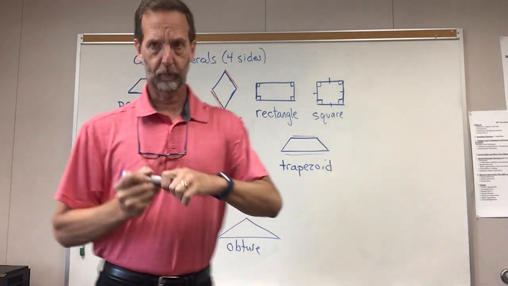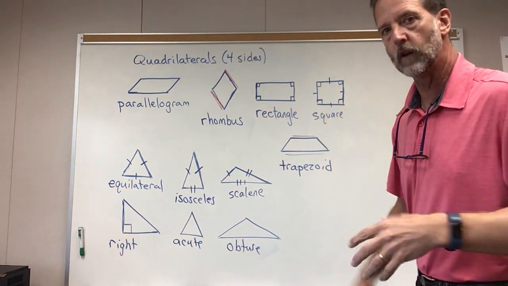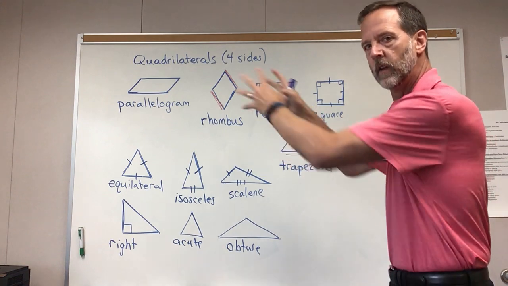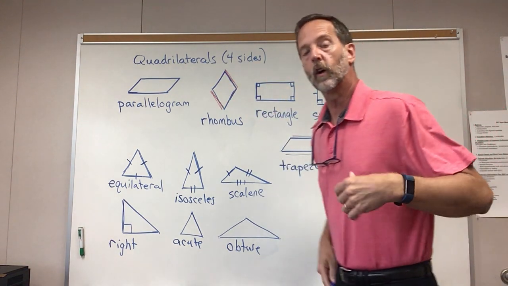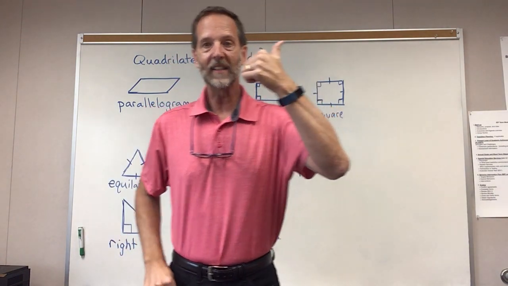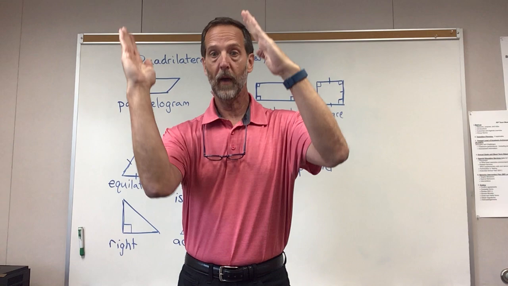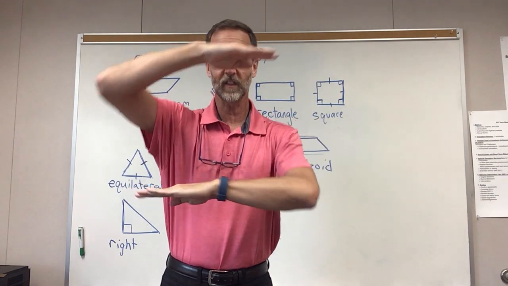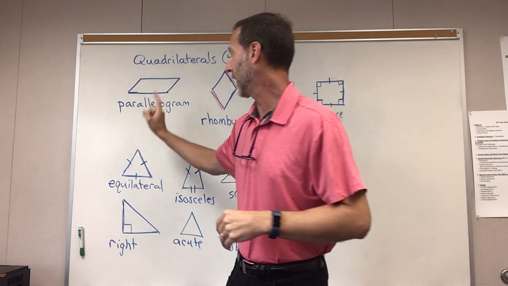So those are your quadrilaterals. Those are your 4-sided figures. And you're going to need to know your attributes and what makes one what it is and what makes the others what they are. Okay? You're going to look for things like, are the sides equal in length? Okay? Are the sides parallel to each other? Do they go in the same direction? If it has 2 pairs of parallel sides, parallelogram.